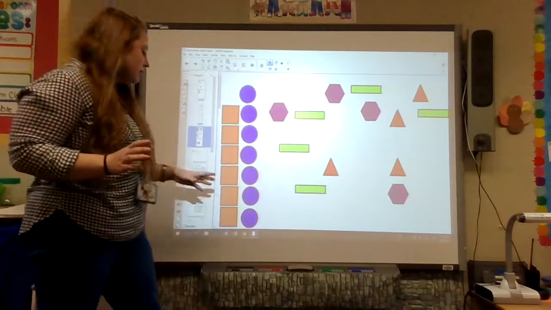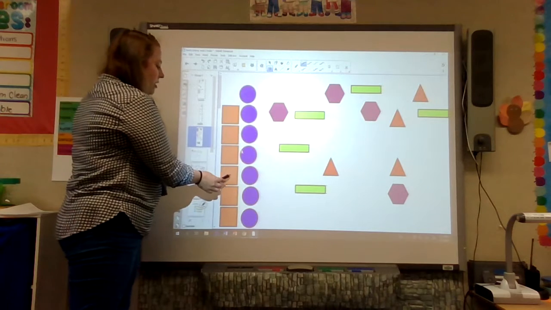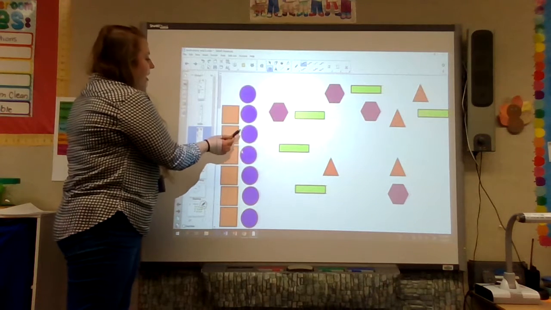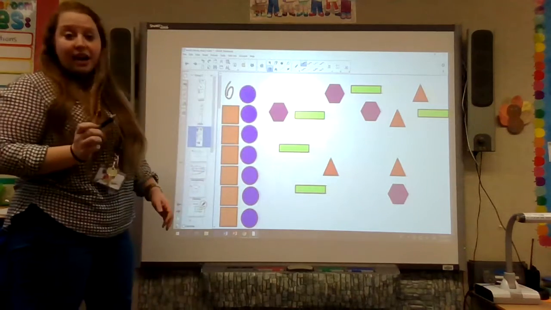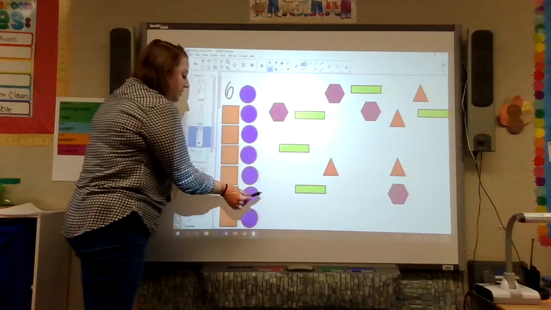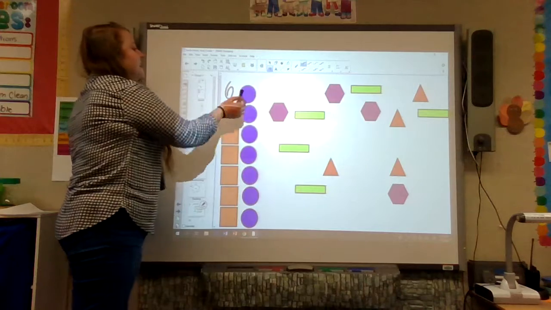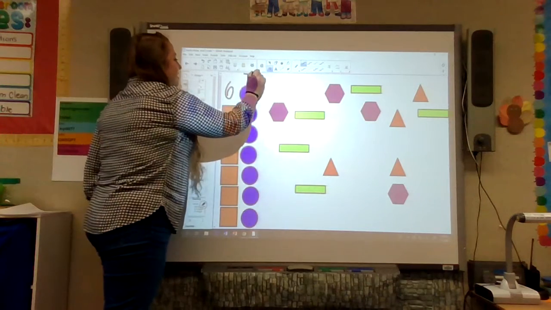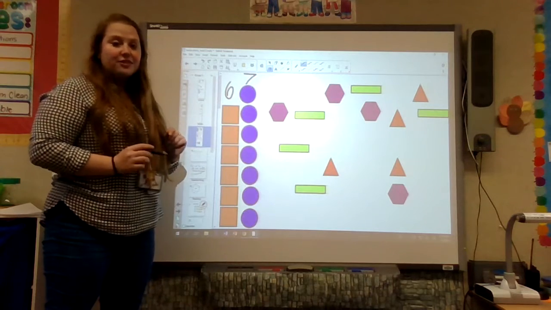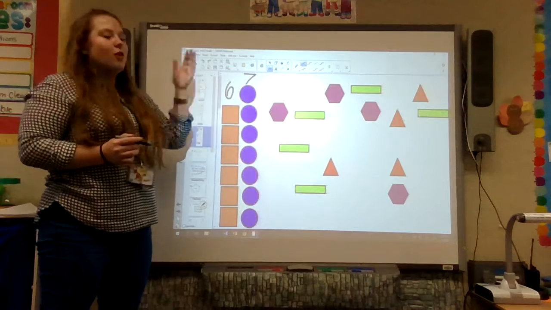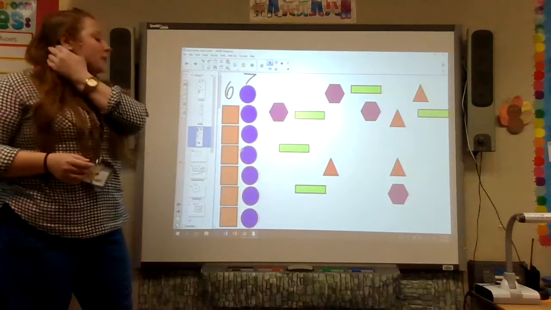I could also count just to double check. Please count with me. 1, 2, 3, 4, 5, 6. Okay, 6 squares. Let's see how many circles. 1, 2, 3, 4, 5, 6, 7. We were right. There are less squares than circles because we know 6 is smaller than 7. Great work. What shape should we do next?